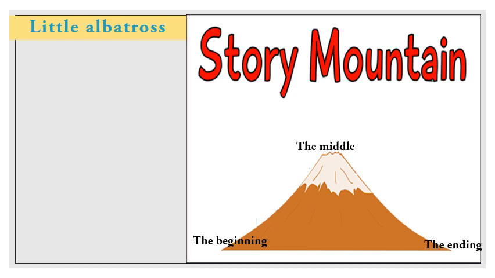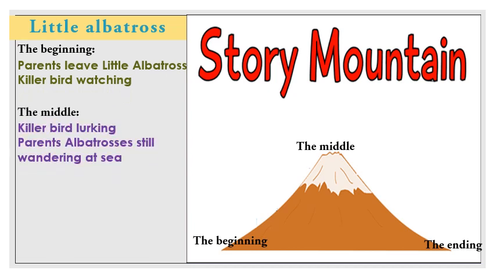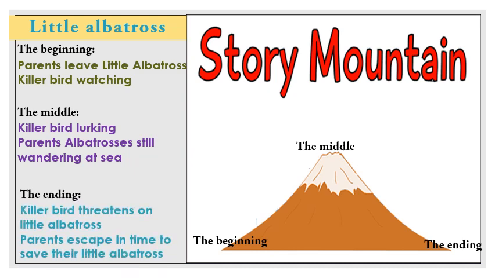At the beginning, the parents leave the little albatross and the killer bird is watching. Then, in the middle, the killer bird is lurking and the parents are still at sea. We come to the ending where the killer bird has threatened the little albatross, but the parents escape in time to save their little albatross. You can plan your story the same way, having a beginning, a middle, and an ending.